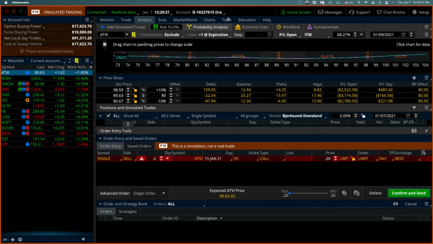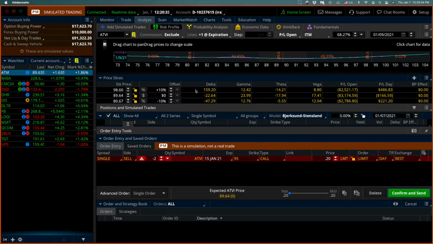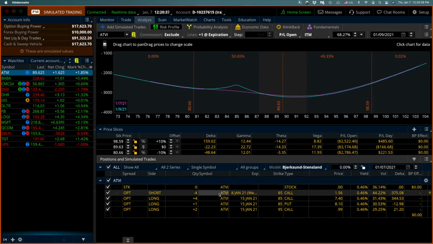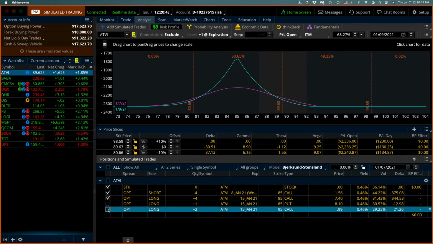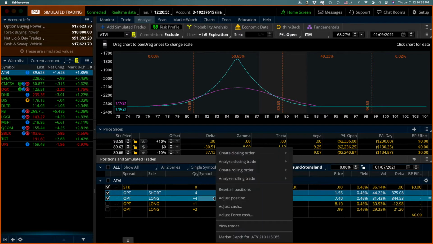Now, let's look at the chart. And then let's look at the trade here. Let's first of all get out of the call side. This is like a calendar, okay? Right there, a calendar. So if you don't close, then that 400 shares will be assigned. So I don't want to have to deal with that. So let's just close that.